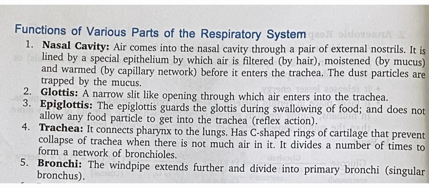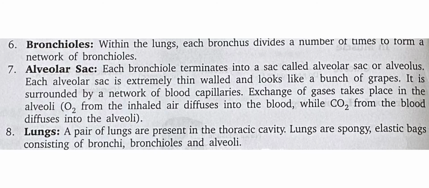Now trachea, which is known as windpipe, it connects pharynx to lungs. It has C-shaped rings of cartilage that prevent the collapse of the trachea when there is not much air in it. It divides a number of times to form a network of bronchioles. Now what is bronchi? It is windpipe extended further and divided into primary bronchi whose singular form is bronchus. Next organ is bronchioles. Within the lungs, each bronchus divides a number of times to form a network of bronchioles. Next is alveolar sac. Each bronchiole terminates into a sac called alveolar sac or alveolus.